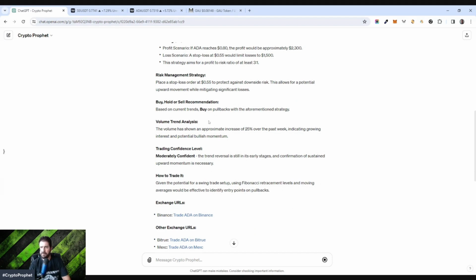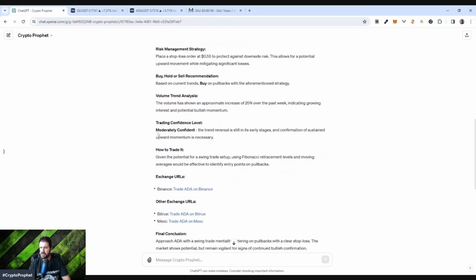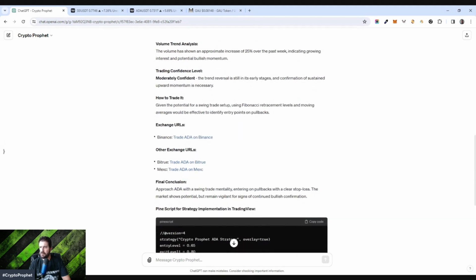So it's recommending a buy. Let's see. It's also saying it's moderately confident that it will hit these levels. And then, given the potential swing trade, use Fibonacci retracement levels and moving averages would be effective to identify entry points and bullish pullbacks, entry points on pullbacks.